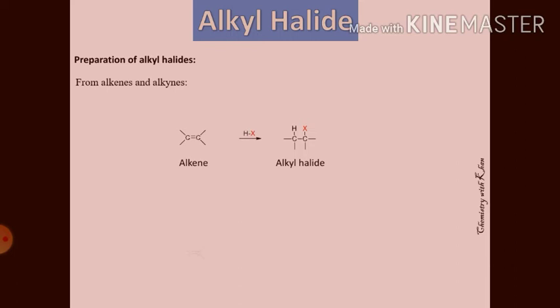The second method is from alkenes and alkynes. This is an alkene. It will react with chlorine and it will convert to alkyl halide. This is also an alkene. It will react with X2, X2 means Cl2, F2, Br2. It will convert to 1,2-dihaloethane.